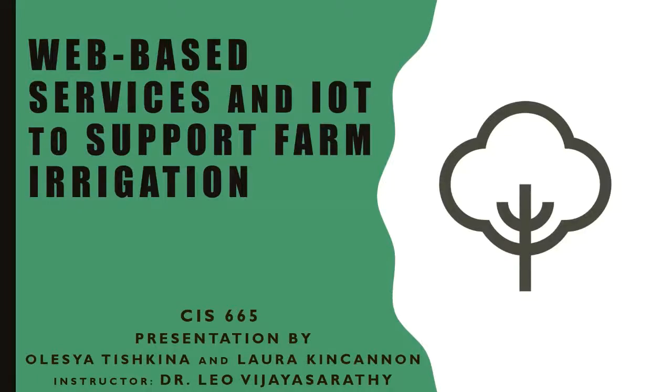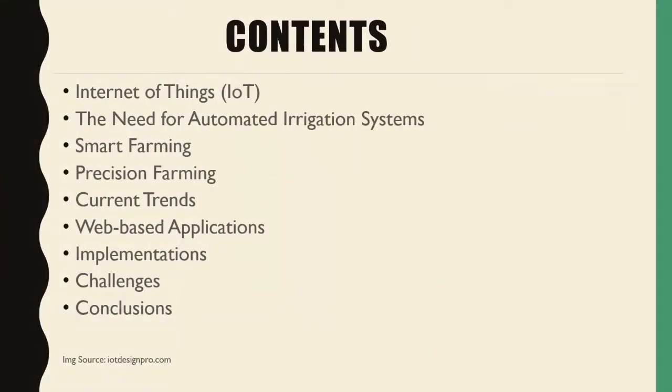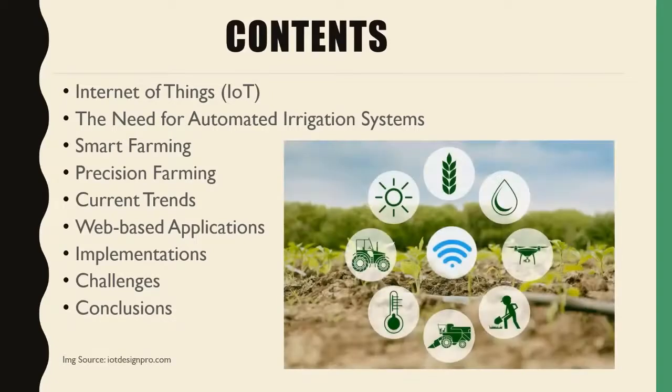Hello. In this presentation, we will be discussing the ways web-based services and the Internet of Things, or IoT, are used to support farm irrigation. To begin our discussion, we'll provide an overview of the IoT, including an explanation of its basic components using the Cisco model. Next, we'll explain the need for automation in irrigation systems in farms, then provide an explanation of smart farming and explain the role of precision farming in promoting IoT.